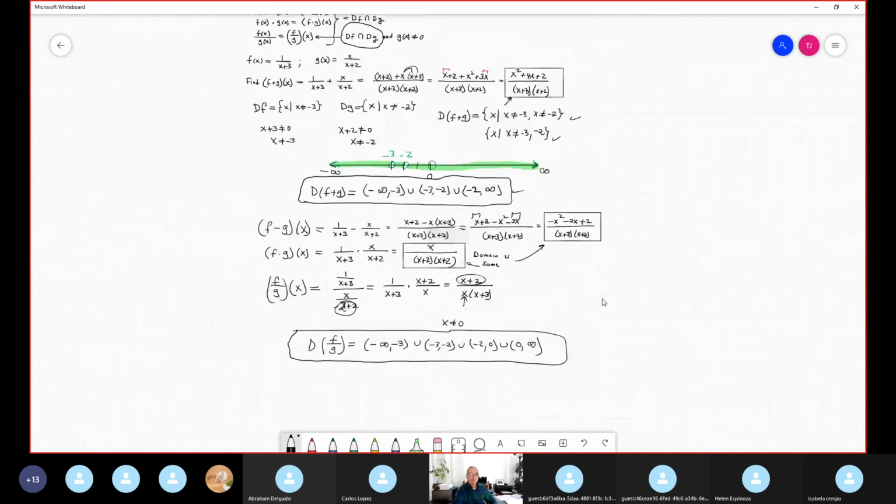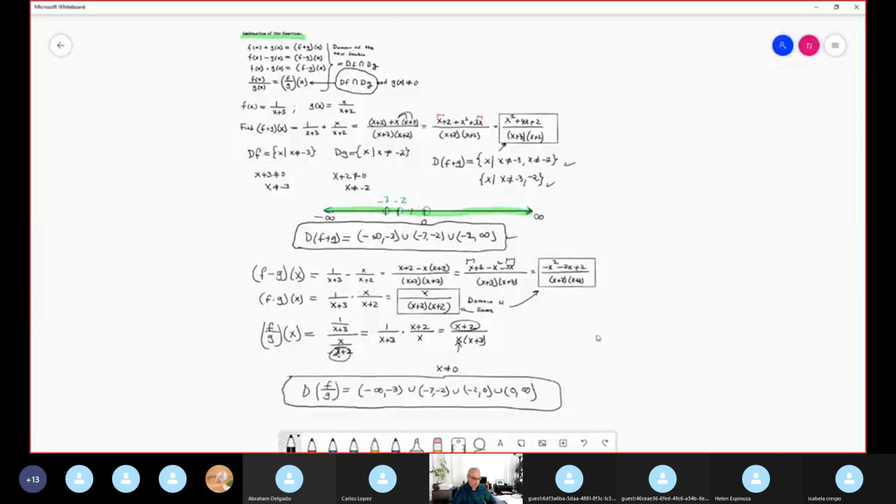Okay, so far it's okay? Do you understand combination? Okay, so is this the only possibility of combination? No. We have another very, very important combination, which is composition.